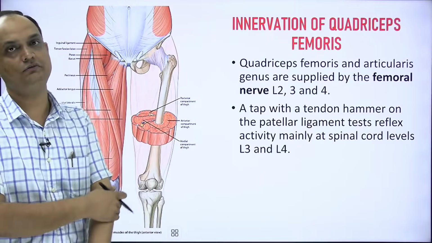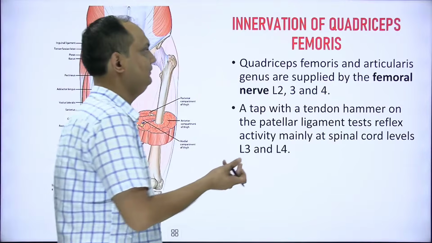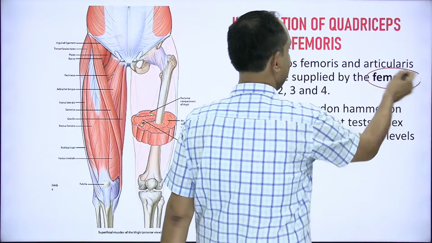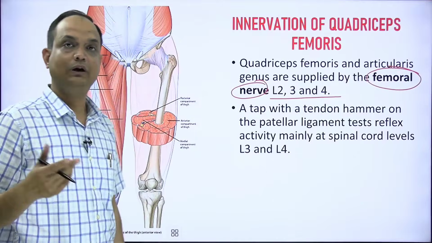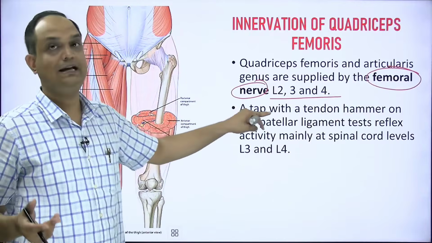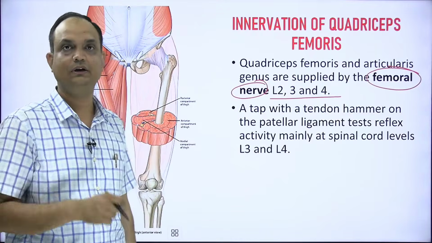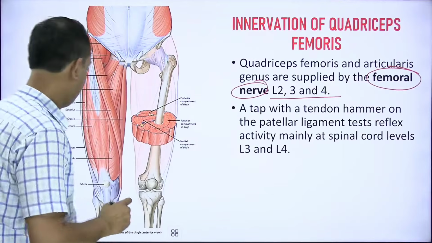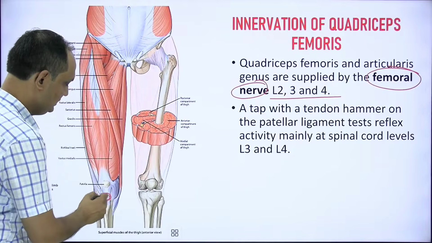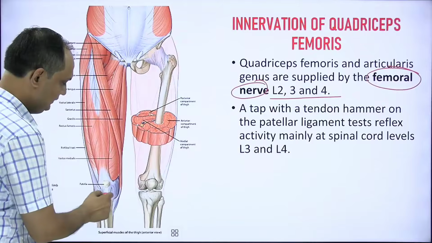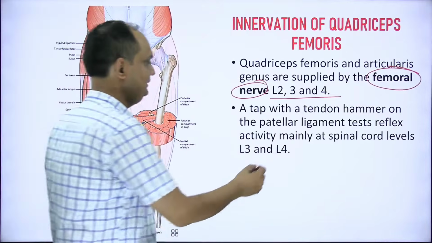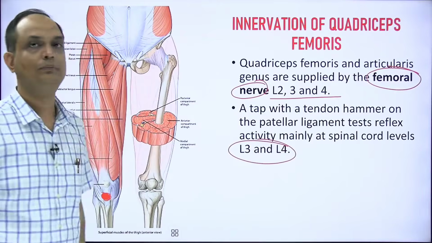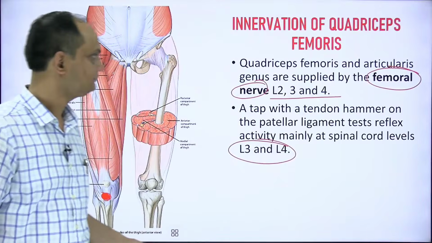Now, what is the innervation of quadriceps? You know that it is again a front of thigh muscle. So, it is innervated by the femoral nerve, L2, L3, L4. So, when you are doing a test, when you tap with the hammer on this patellar tendon, when you do the stretch test, when you tap here on the patellar tendon, you are actually examining the L3, L4 components of the spinal cord.